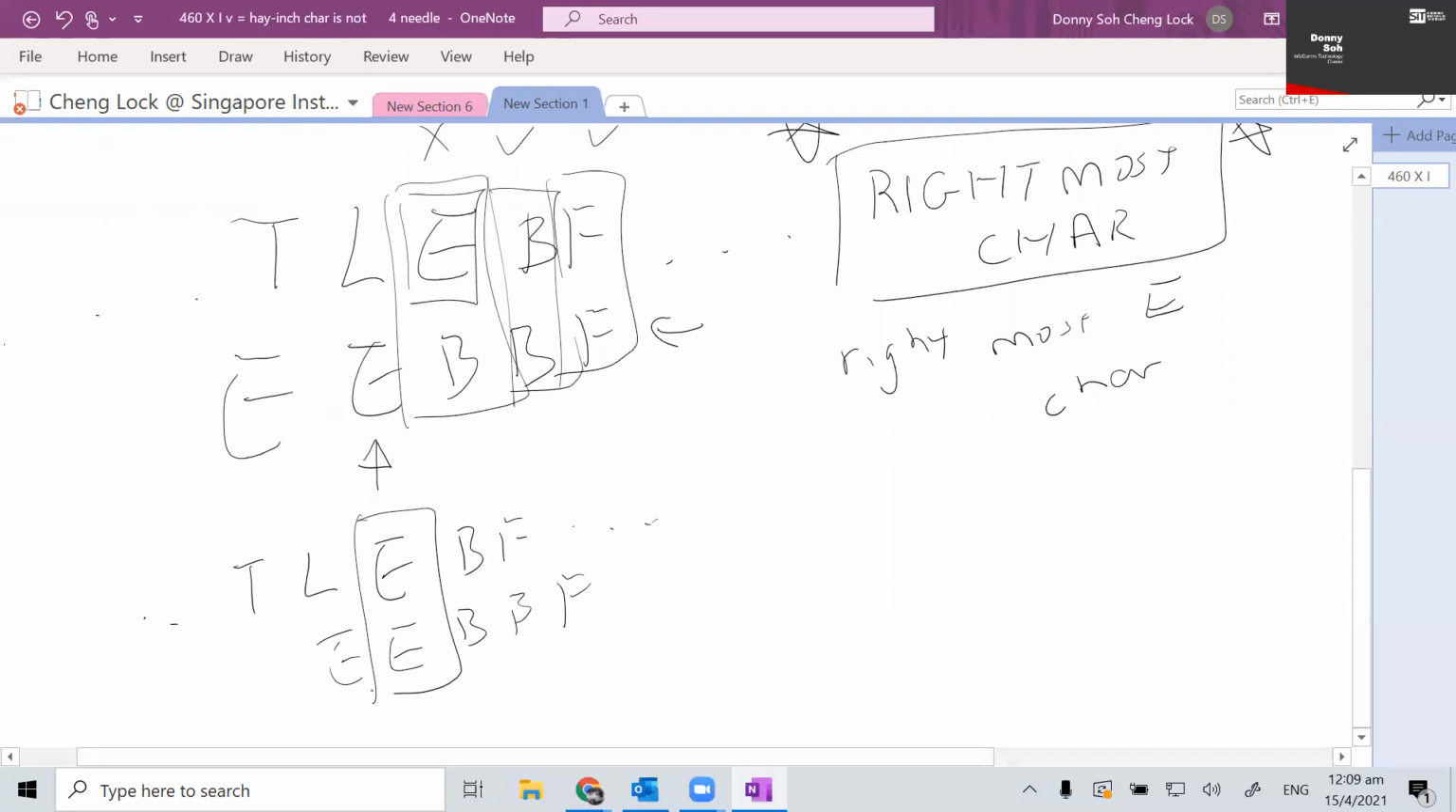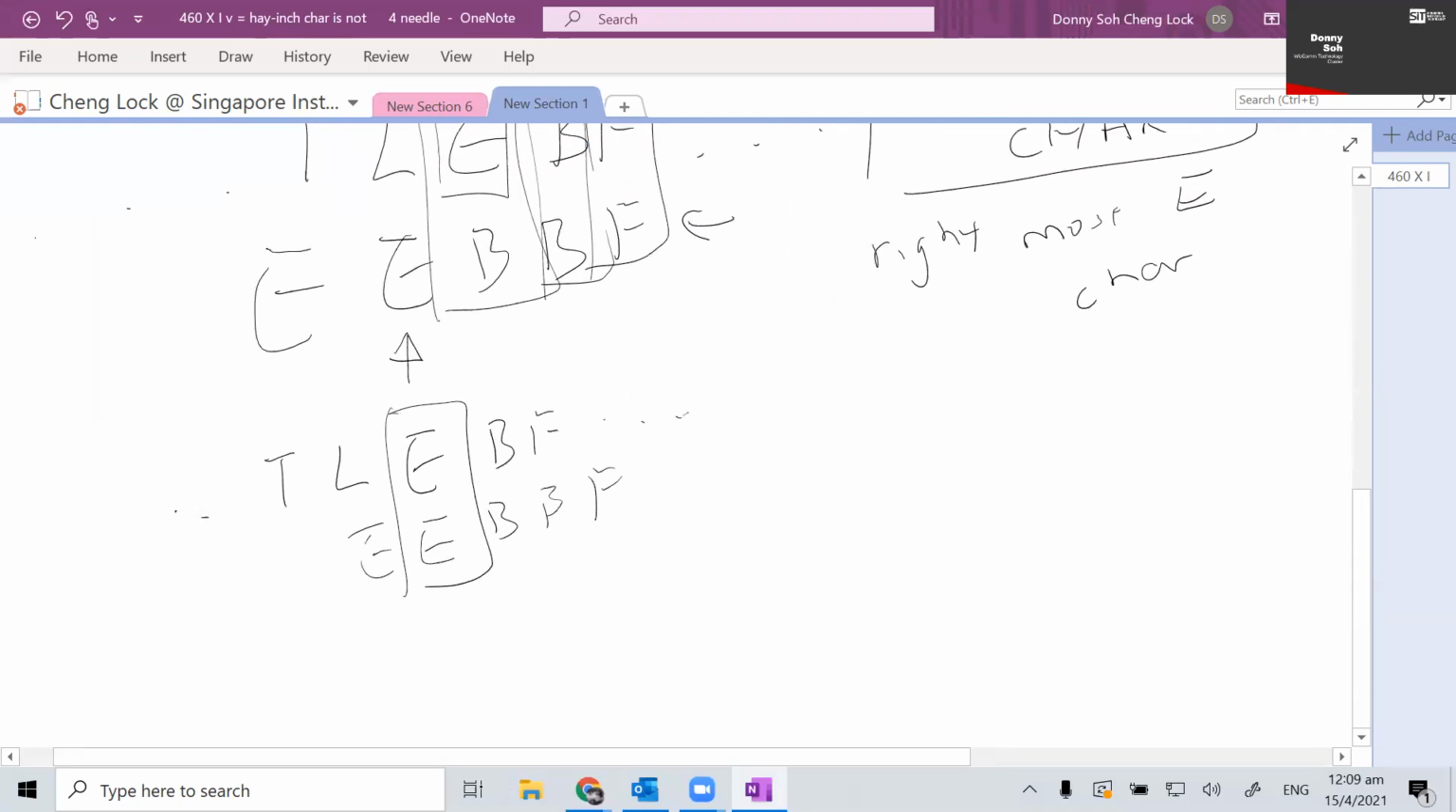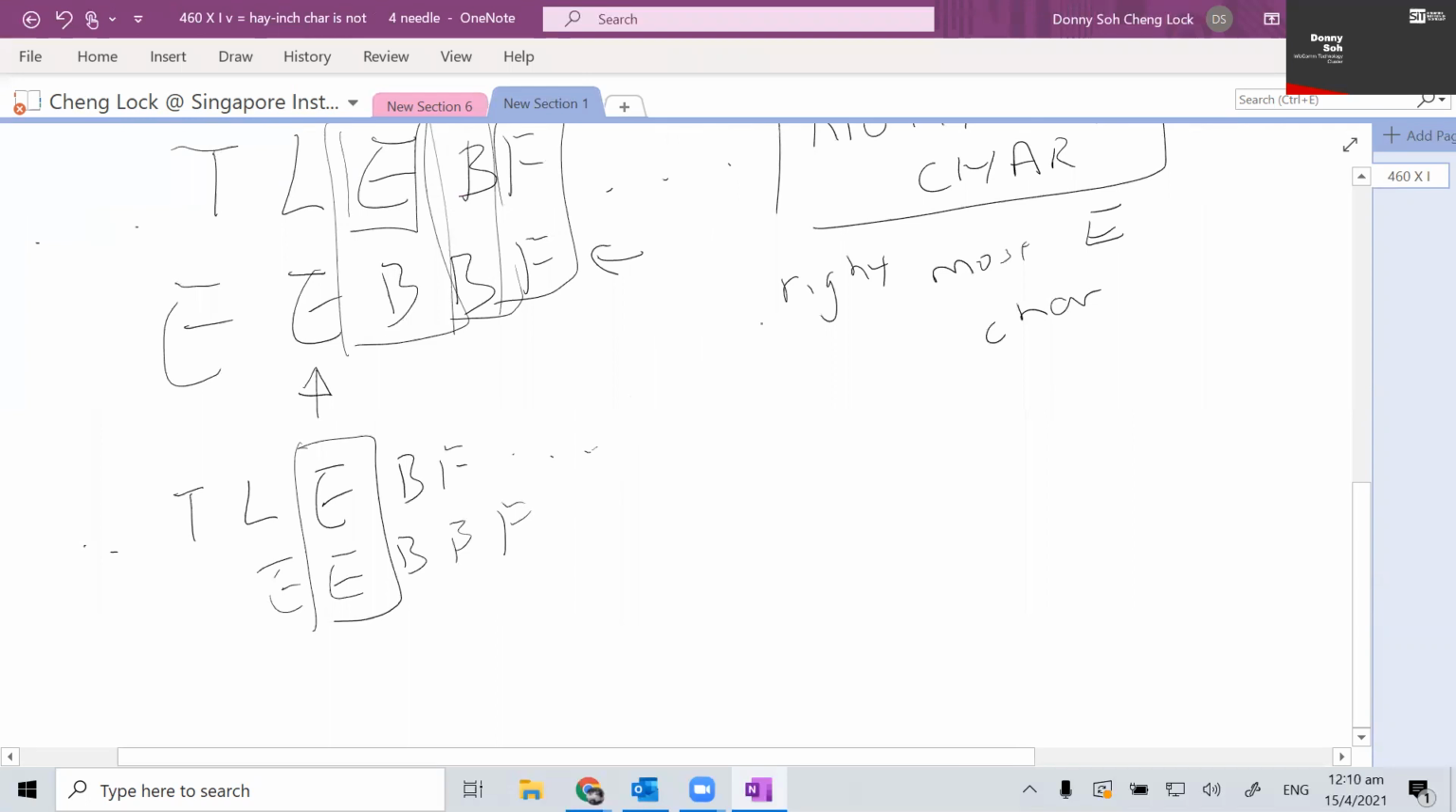Okay, let's try to do another example based on this scenario. Let's say now I have E, T, L. I'm not extremely creative with my examples, so no choice, bear with it. So anyway, F, D, E. Let's see, I have L, E, E.